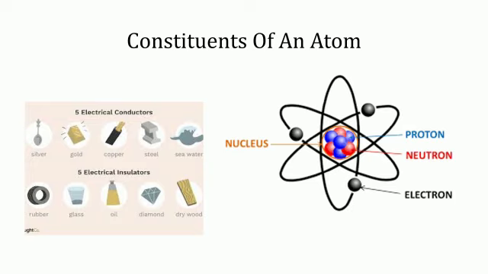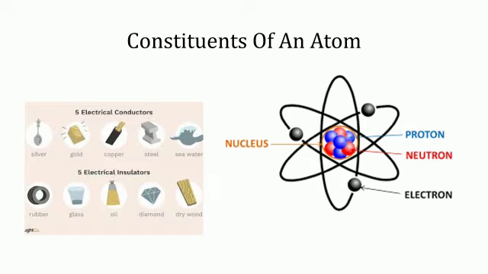Constituents of an atom. An atom is the smallest unit of matter. It has a nucleus in the center. An atom has the same number of positively charged protons and negatively charged electrons. Therefore, we can say that plenty of electrical charge is filled in the objects around us. But because of the same number of protons and electrons, an atom is electrically neutral.